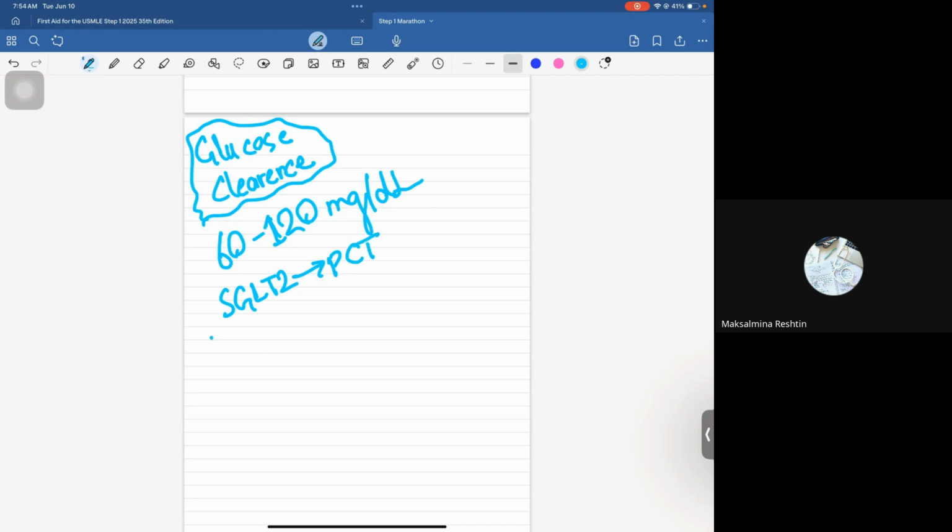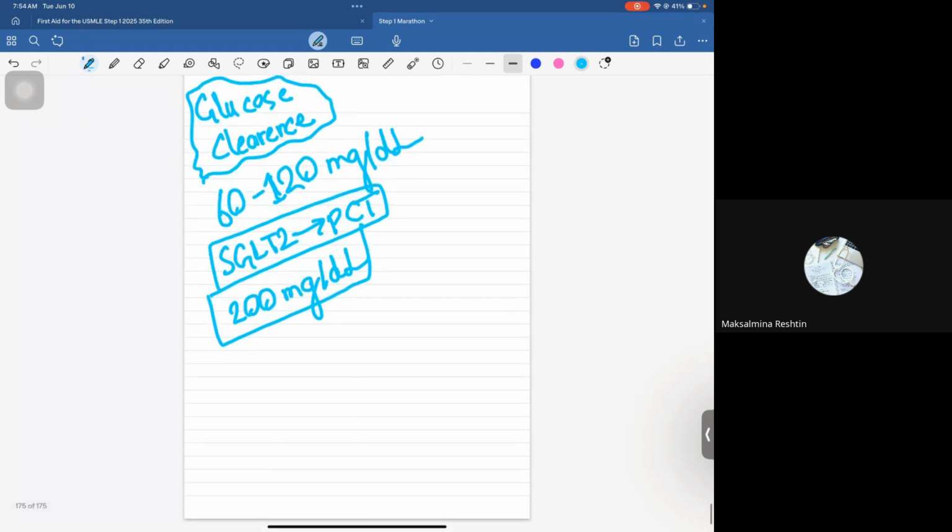Now, SGLT2 has a limit, and the limit is 200 milligrams per deciliter. Once you reach the limit of 200 milligrams per deciliter, the glucose is going to appear in the urine. Why? Because not all of the glucose is going to get absorbed, and then glucose is going to come into the urine. So 200 milligrams per deciliter is an important thing.